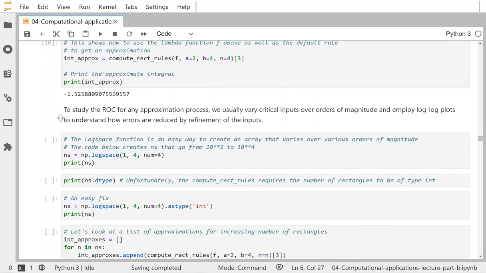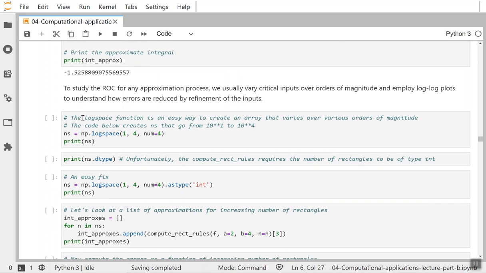So negative 1.52, it's kind of close to negative 1.72. It at least has the right sign in that it's negative, but it's not as close as perhaps we would like. So to study the rate of convergence, how quickly this rule gets to a better approximation, gets to the true value, and we'll just go ahead and treat the quad value as if it's the true value. We usually vary critical inputs over orders of magnitude and employ log-log plots to understand how errors are reduced by refinement of the inputs.